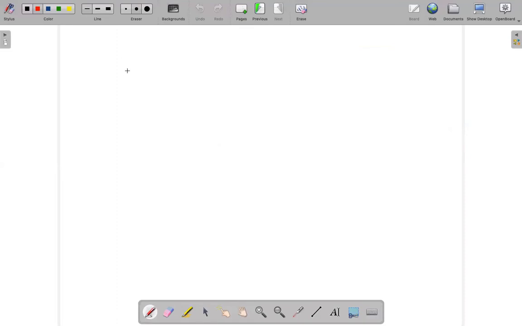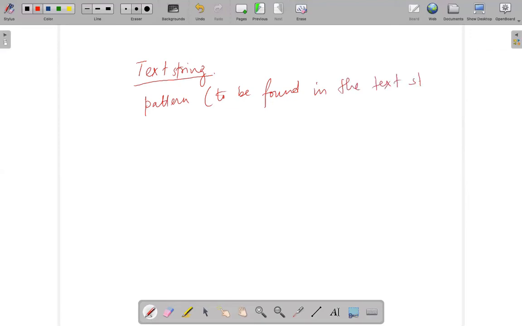Okay, so the idea is as follows. You are given a text string and you are given a pattern to be found in the text string. Okay, so this is the task. These are your two inputs.